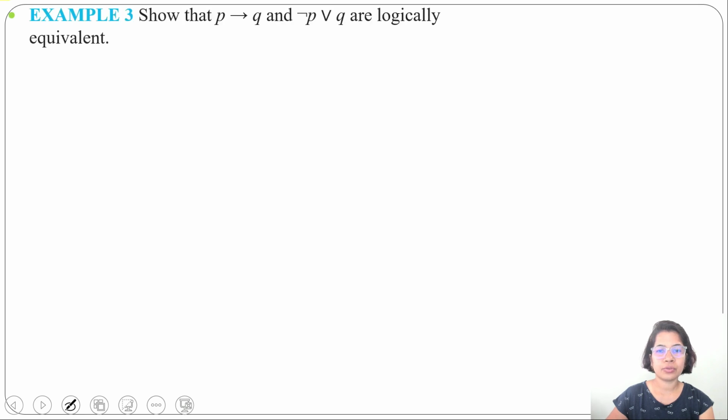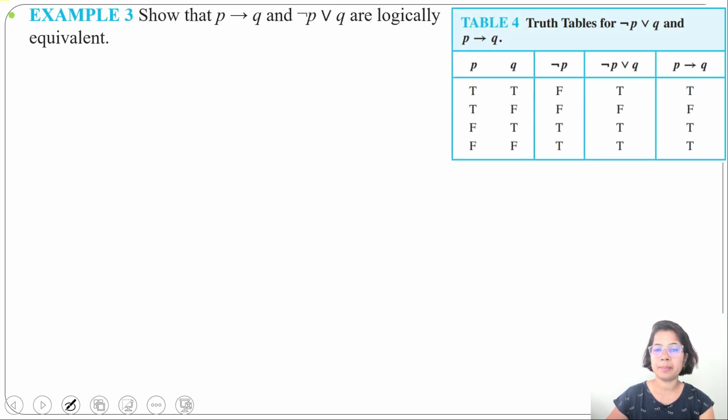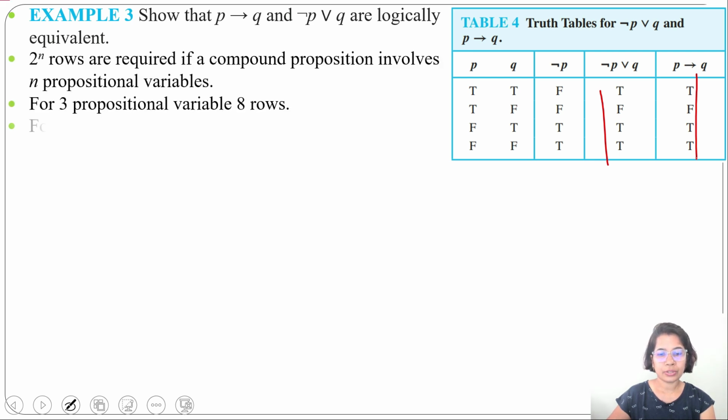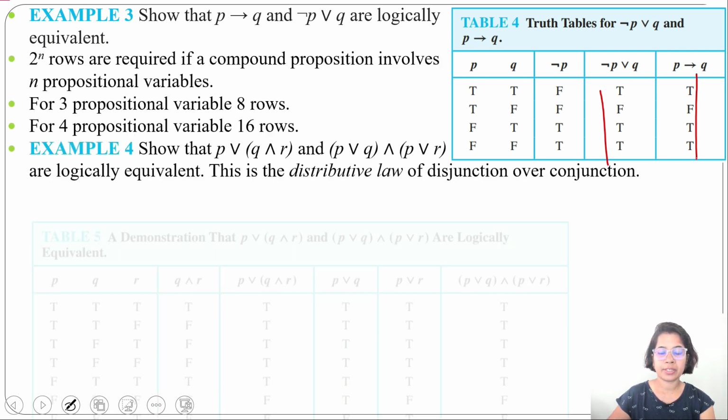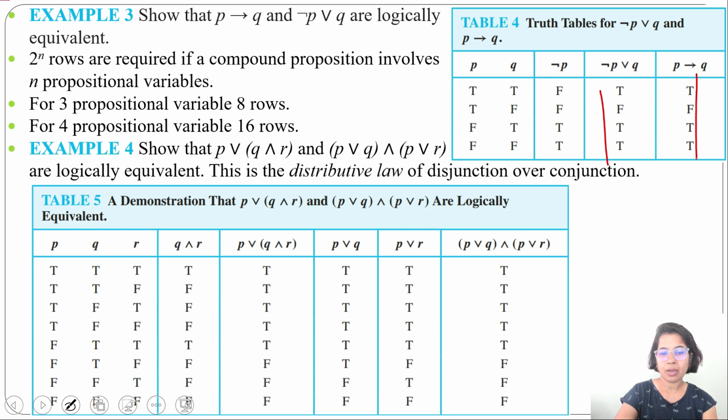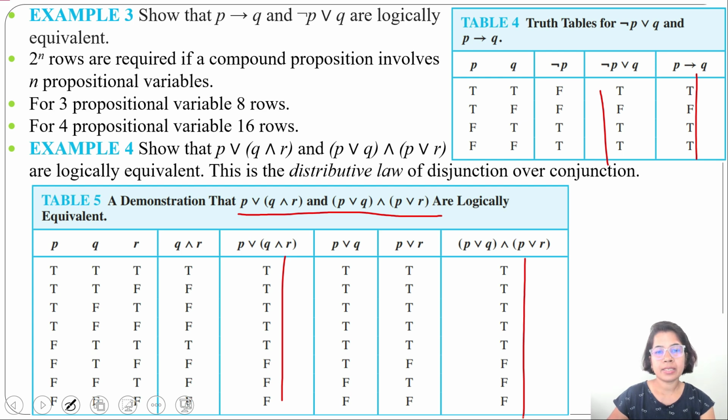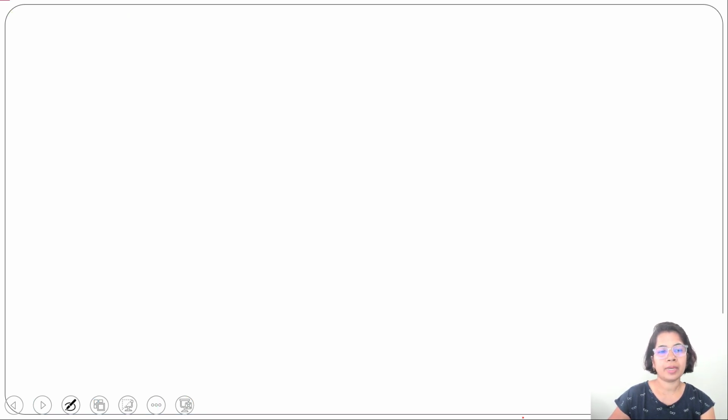I also discussed two more examples, like P implies Q is logically equivalent to negation P or Q. You can take the truth values, they are the same. I also discussed one example from the distributive law, that P or (Q and R) is logically equivalent to (P or Q) and (P or R). Check the truth values, they are the same. Let's discuss some more logical equivalences.